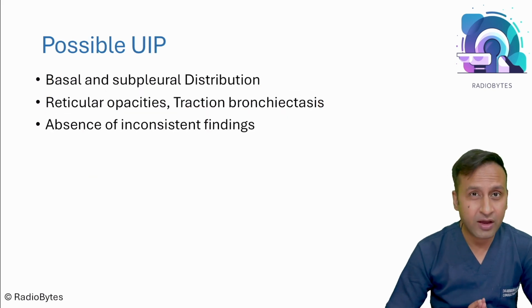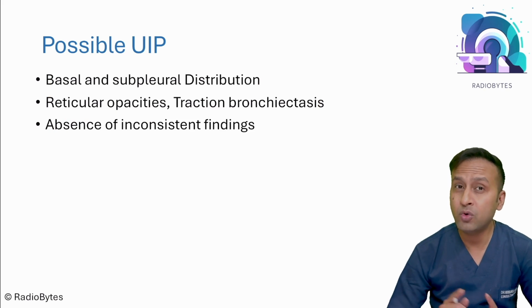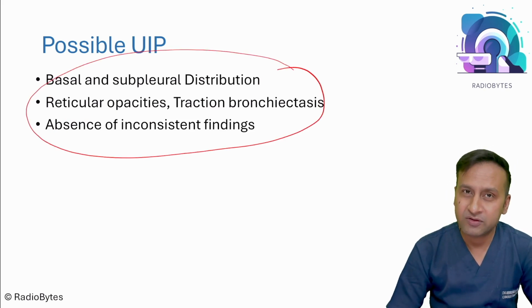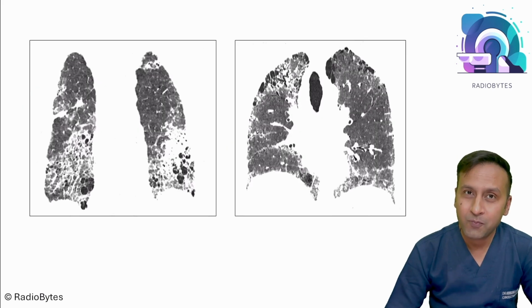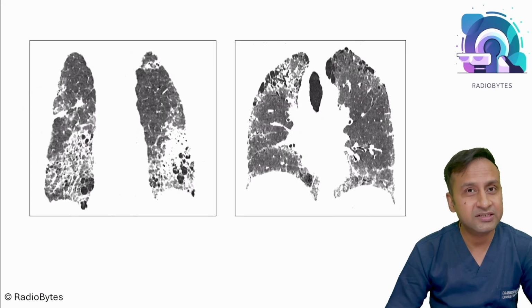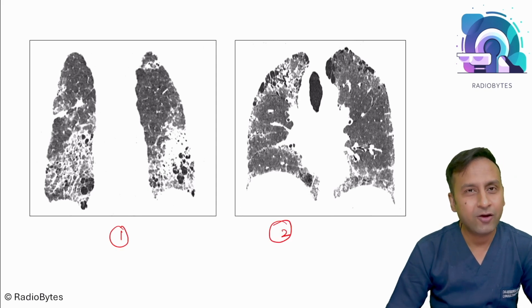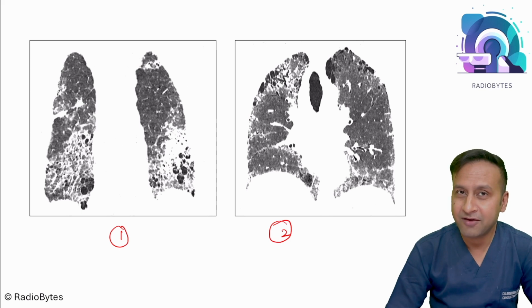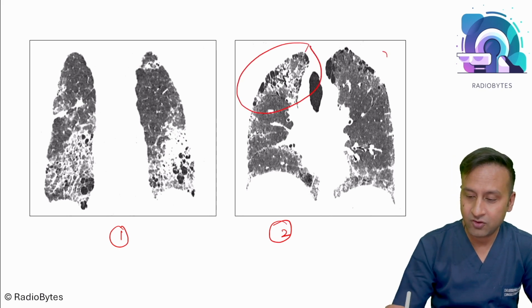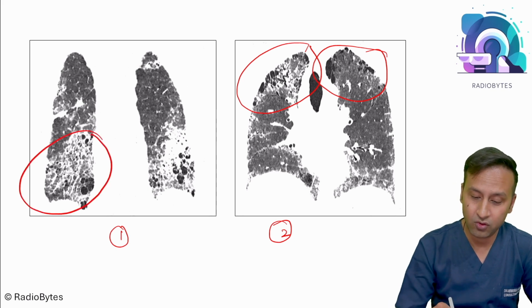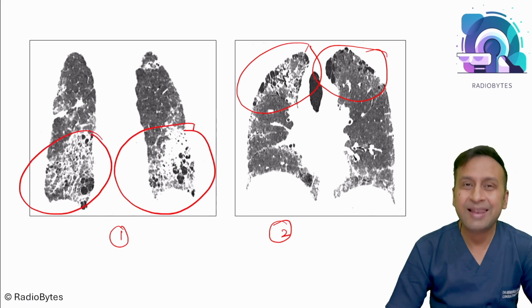So these are the predictive UIP patterns, and the difference between predictive and possible UIP is only one. When you don't have honeycombing, but you have the rest of the three features, then you can call it a possible UIP pattern. So now, when we have a look at both the images, case number one and case number two, I hope you will remember forever in your life that whenever you see honeycombing in the upper lobes, it cannot be UIP. When you see honeycombing in the lower lobes, it is always likely to be UIP.